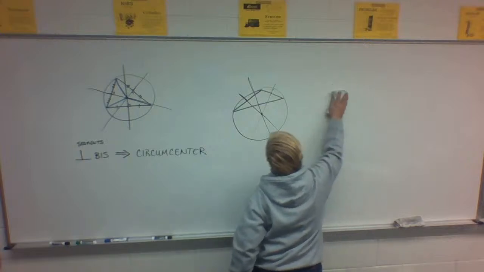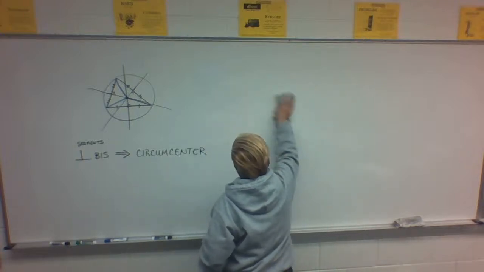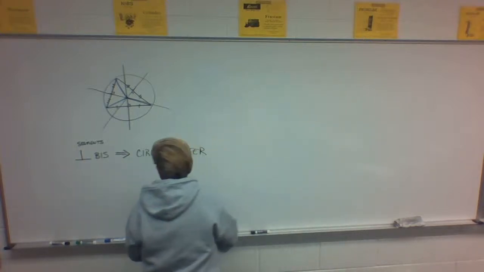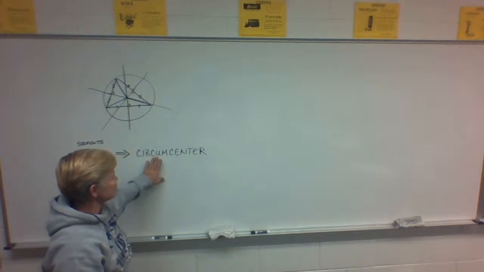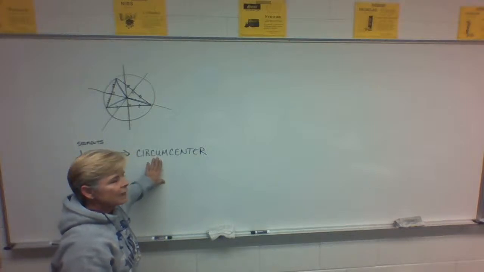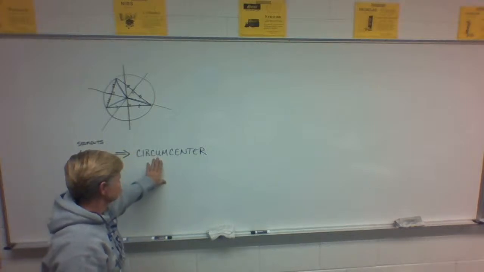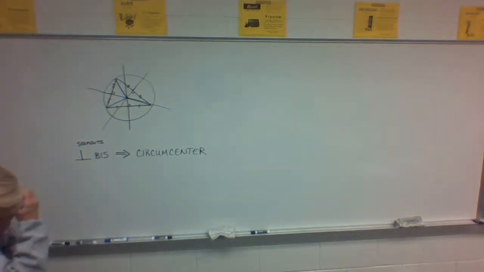Okay, perpendicular bisectors make circumcenters, and that circumcenter could be in, out, or on. And if it's on, it's in the middle of the hypotenuse. Probably a right triangle. Okay, now I'm ready to move on.